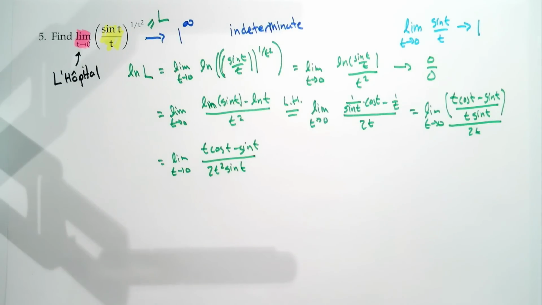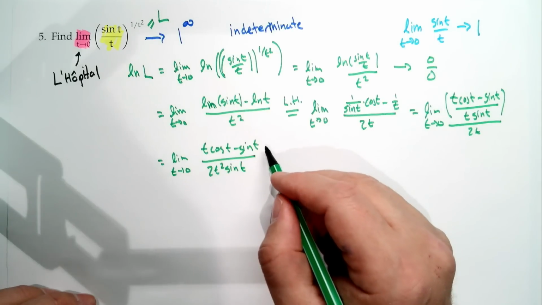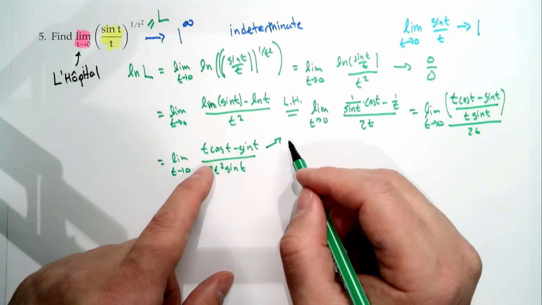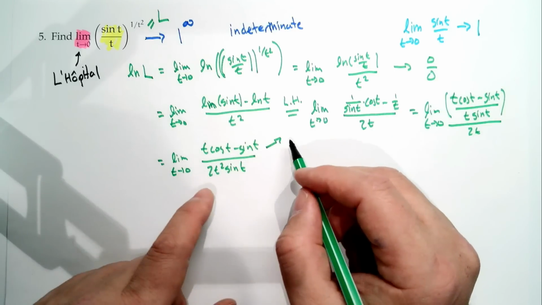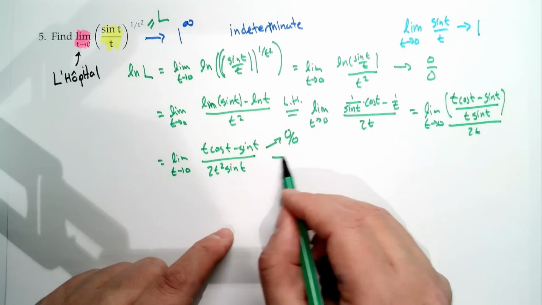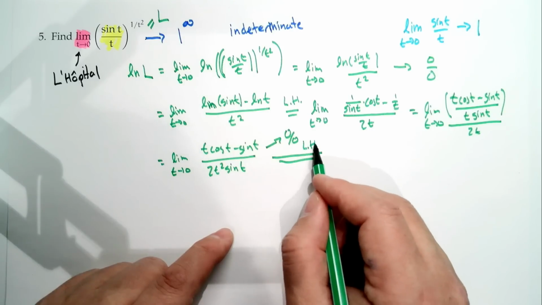Now at this point, what happens? Well, let's just do a quick check. What does this go to? Upstairs, it goes to 0 minus 0. Downstairs, lots of zeros. So it goes to 0 over 0, which means we can apply L'Hopital.